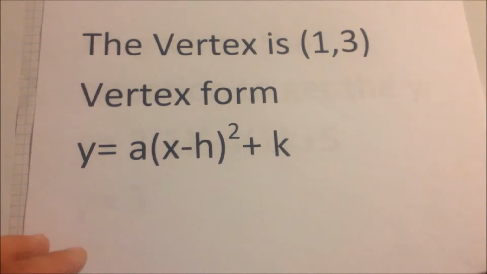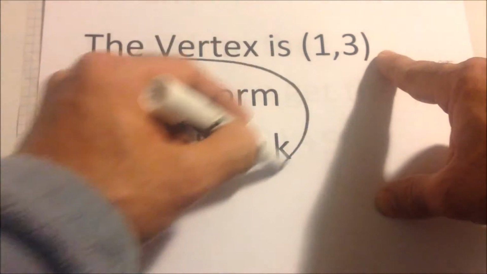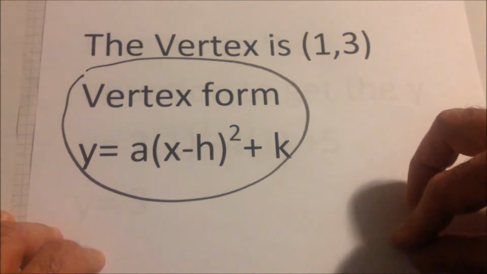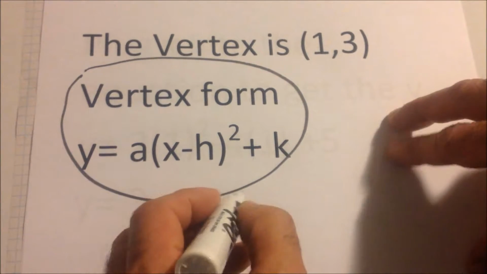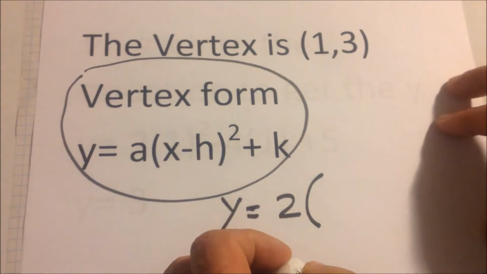Vertex is 1, 3. Okay, so now that we know the vertex is 1, 3, this is what vertex form looks like without numbers. So we already know what a is, right? So we're going to have y equals, well, a is 2, so there's that.